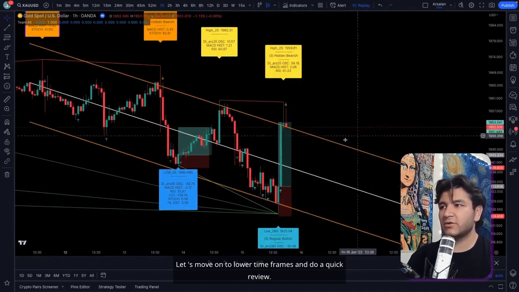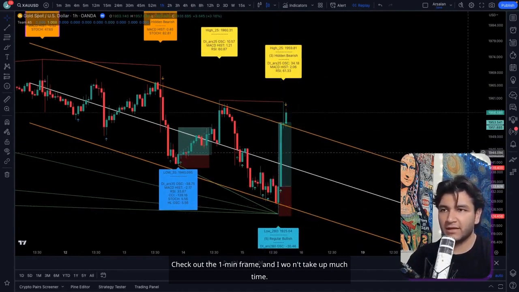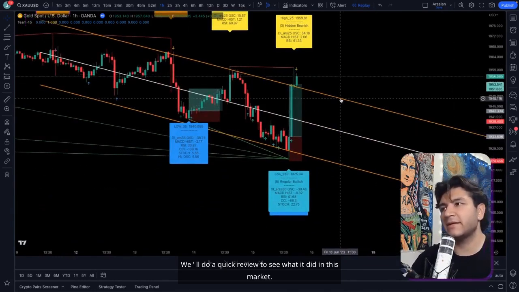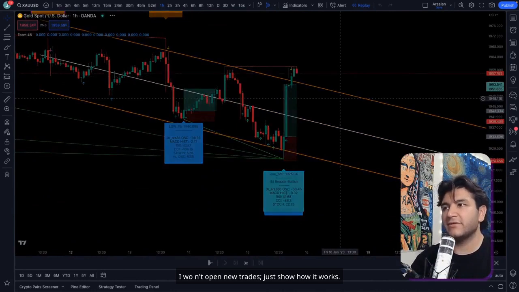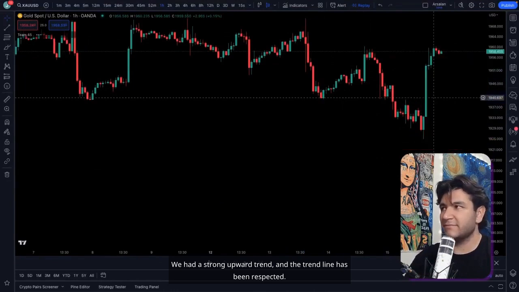Let's move on to lower time frames and do a quick review. Check out the 1-minute frame, and I won't take up much time. We'll do a quick review to see what it did in this market. I won't open new trades, just show how it works. We had a strong upward trend, and the trend line has been respected.